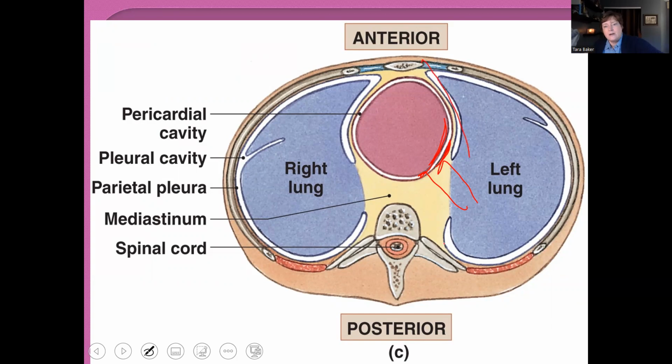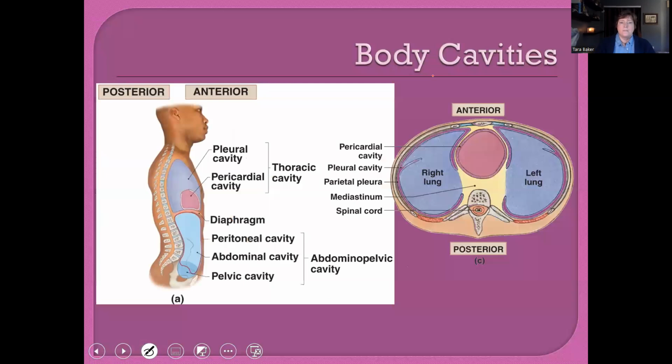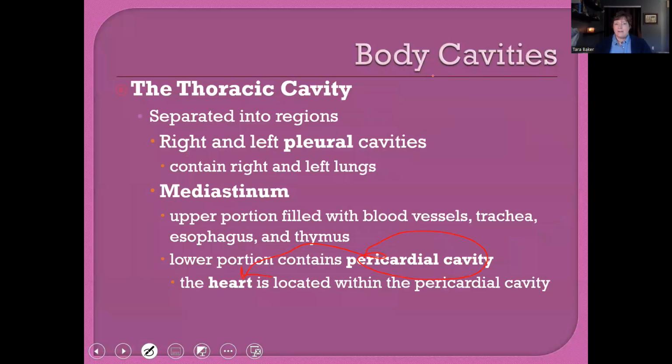And then there's this area right here, the mediastinum. The mediastinum is not wrapped in the serous membrane like everything else. But the mediastinum is going to be that entire area, and it holds the pericardial cavity inside. So the thoracic cavity has right and left pleural cavities, the mediastinum, and then within the mediastinum, we also find the pericardial cavity.